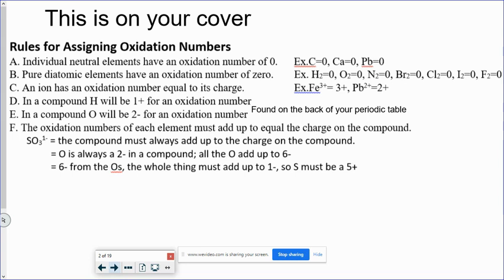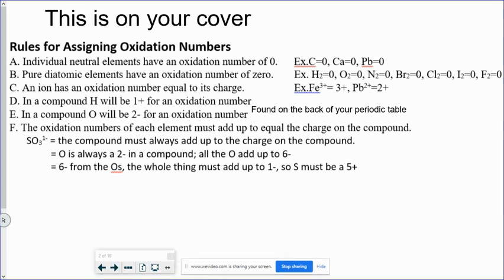So this is all on your cover. We're going to be using these rules. We actually use these on the fives. So if you were here for the fives, this is nothing new. But we're going to be assigning oxidation numbers. So I'm assuming you can read from the front page of your unit cover and see what I'm doing as I'm assigning oxidation numbers on the next slide.